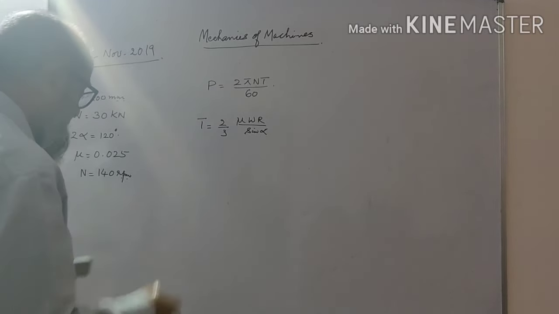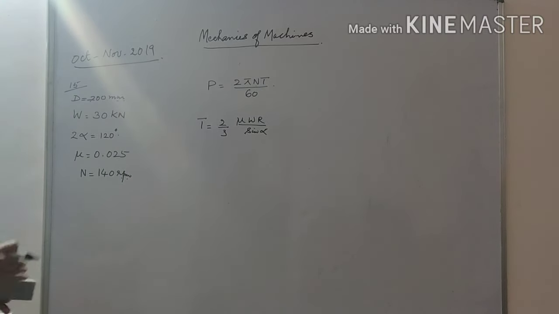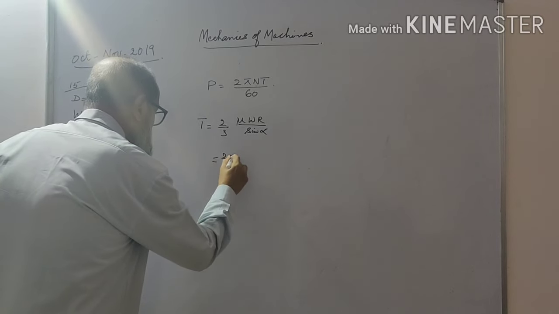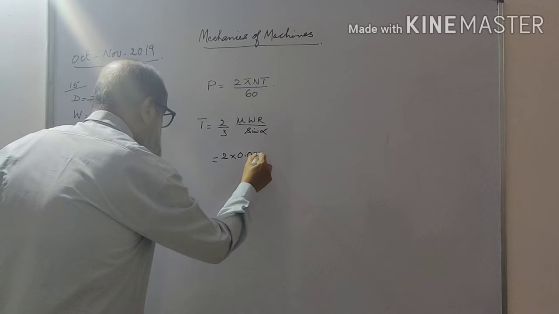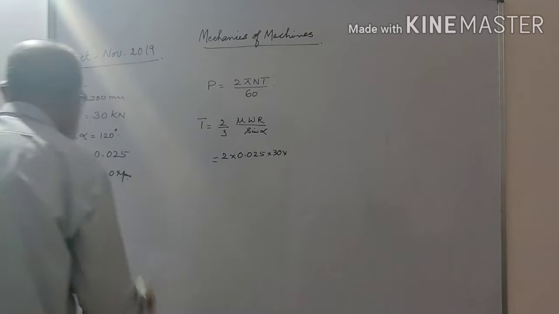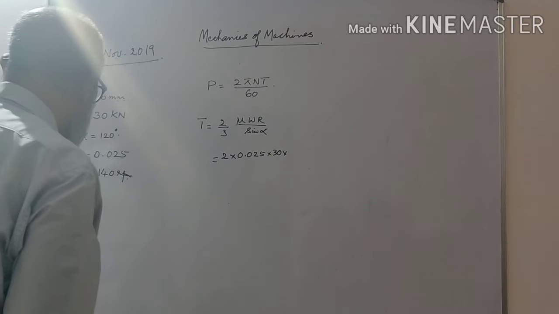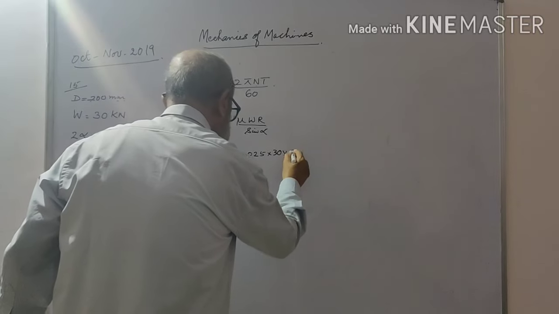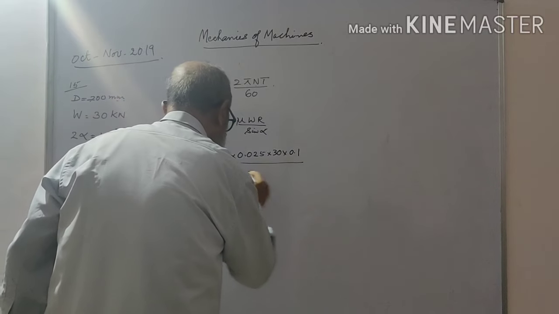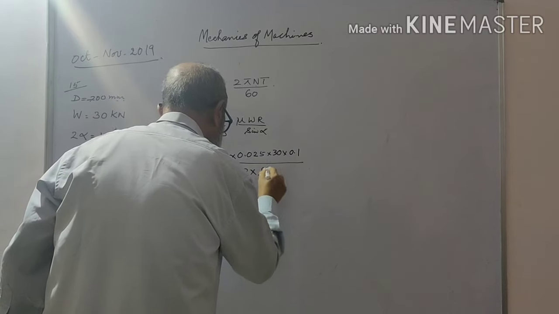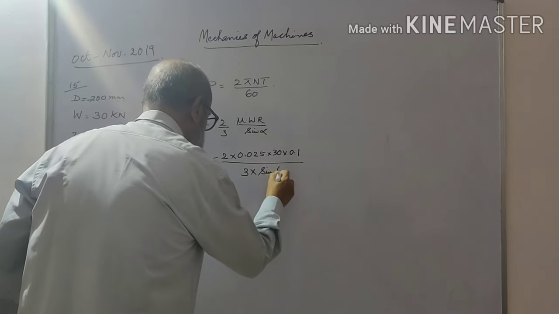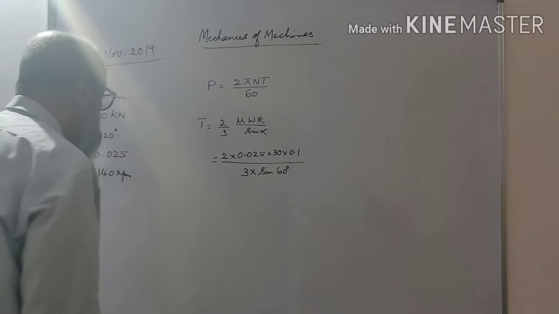Right, it's a full conical pivot, not truncated, it's a full conical pivot bearing. So this is the formula: 2 into 0.025 into W is 30 kilonewton into R is 100 mm or 0.1 meter, divided by 3 into sine of alpha. 2 alpha is 120, so alpha will be 60 degree.